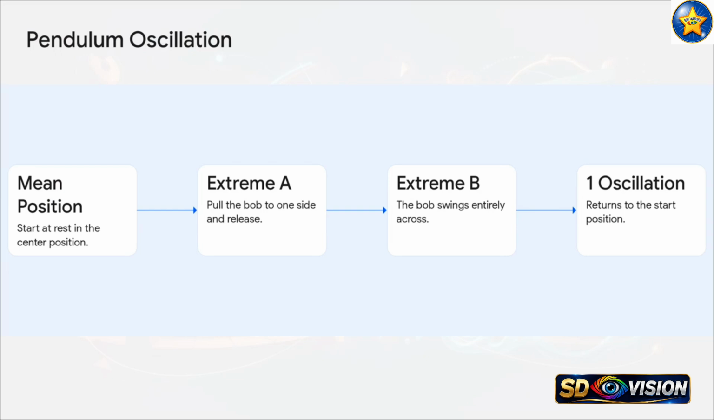Let's break down the physics of that for a second. A simple pendulum is just a bob, which is a small metal ball hanging on a string. When it's hanging dead still, that's its mean position. Pull it to one side, say extreme position A. Let it go, and it swings all the way across to extreme position B, and then right back to A. That whole round trip is one full oscillation. And because it repeats this movement over a fixed interval of time, we call it periodic motion.